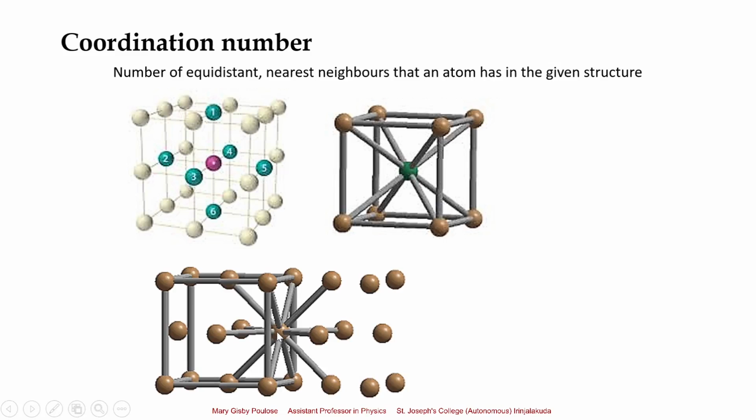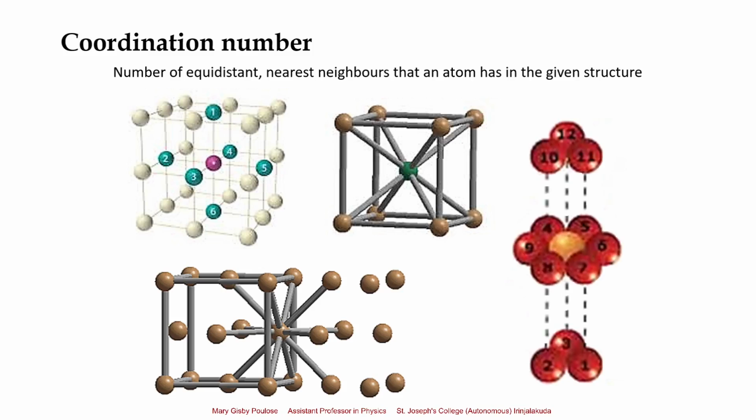In the face-centered unit cell, the number of equidistant nearest neighbors can be counted as follows. Here we have taken 2 nearby unit cells, only then we shall get the whole nearest neighbors. So along this plane, we have 1, 2, 3, 4, and along this plane we have 5, 6, 7, 8, and along this plane we have 9, 10, 11, 12. You should try to visualize it. So the coordination number for FCC unit cell is 12.